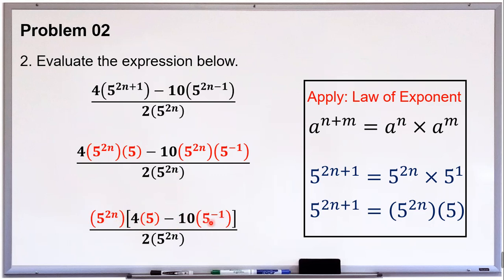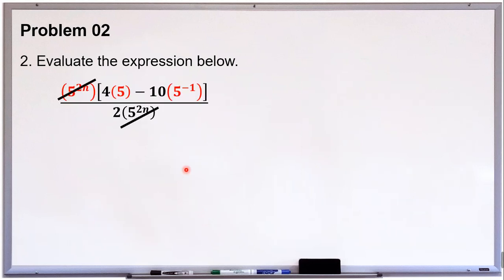Here we have a negative exponent, which we already know how to handle by applying the law of exponent from problem number 1. But before we simplify this negative exponent, let's cancel out the common factors in the numerator and in the denominator. The numerator contains 5 raised to 2n, as well as the denominator. So this factor will be cancelled out. What's left is 4 times 5 minus 10 times 5 raised to negative 1 all over 2.